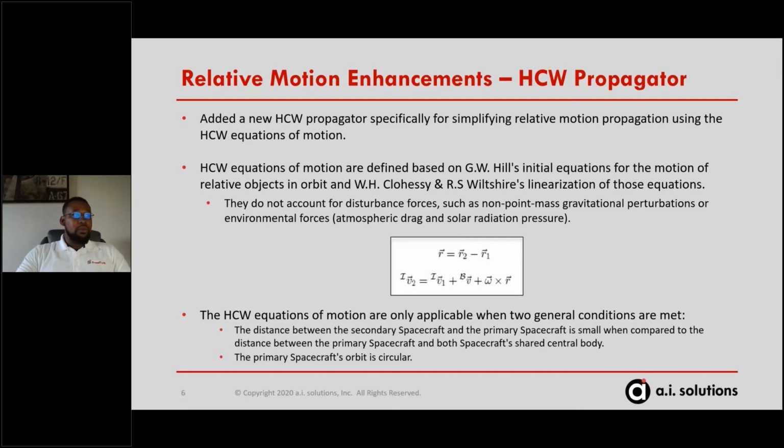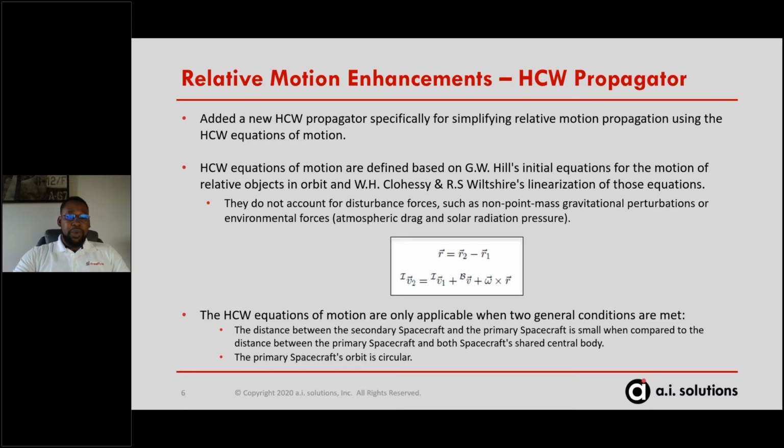So now let's talk a little more about the HCW propagator. We added this propagator specifically for simplifying the relative motion propagation. So this gives a user the ability just to set that propagator and then use our simple step commands to actually propagate using the relative equations of motion behind the scenes, so that you don't have to take into account those when you're actually looking at the spacecraft state position.